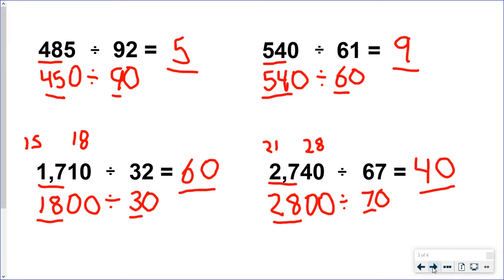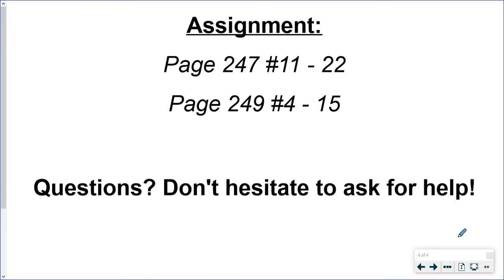All right, so if you take a look at your assignment for today, again, there's going to be no word problems in our assignment for today. It's going to be over two pages. You have page 247, and you're going to do numbers 11 through 22 on that particular page. Again, all of them are just rounding and then finding the answer, no word problems. Then on page 249, you're going to have a few problems to do on that page too. That's numbers 4 through 15.